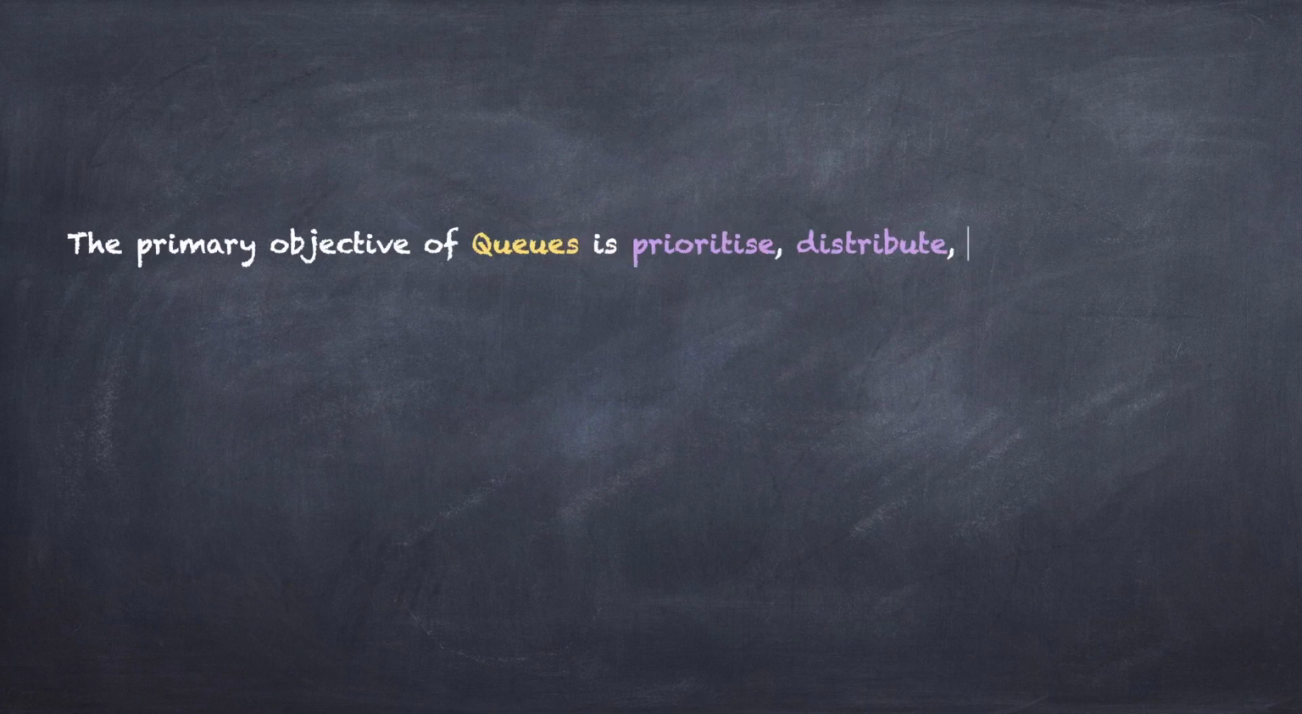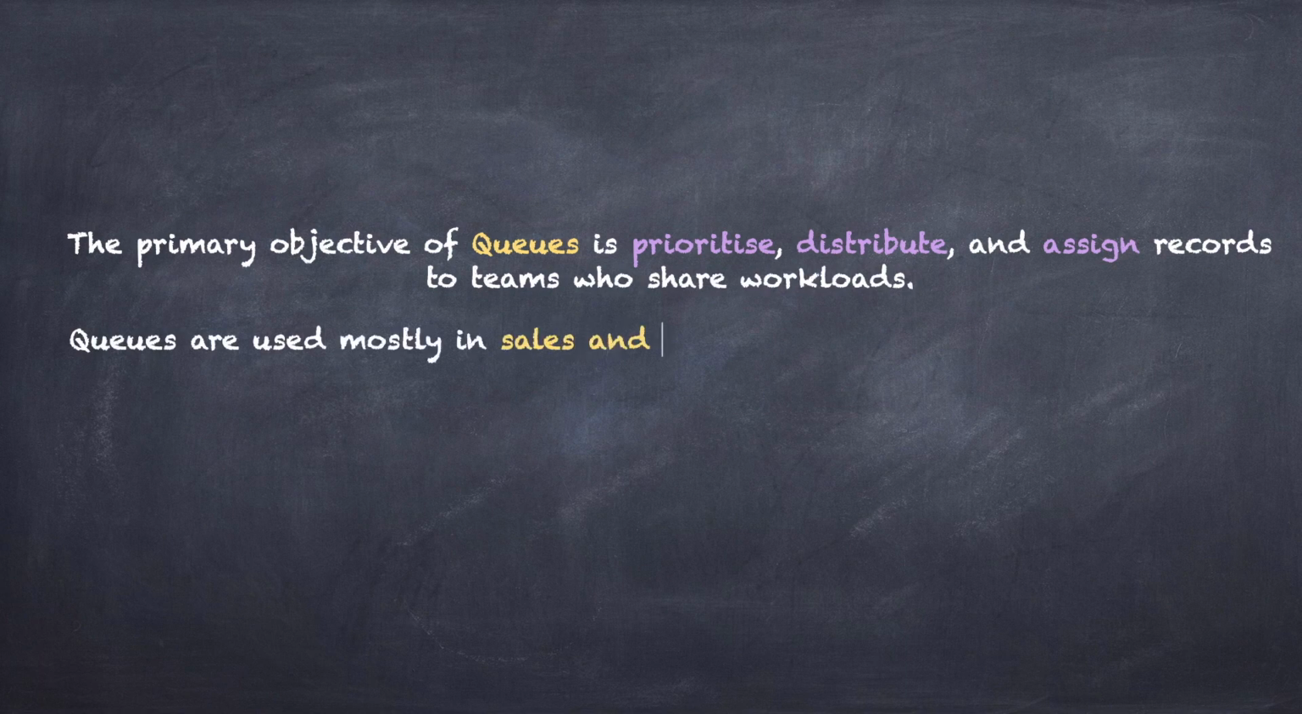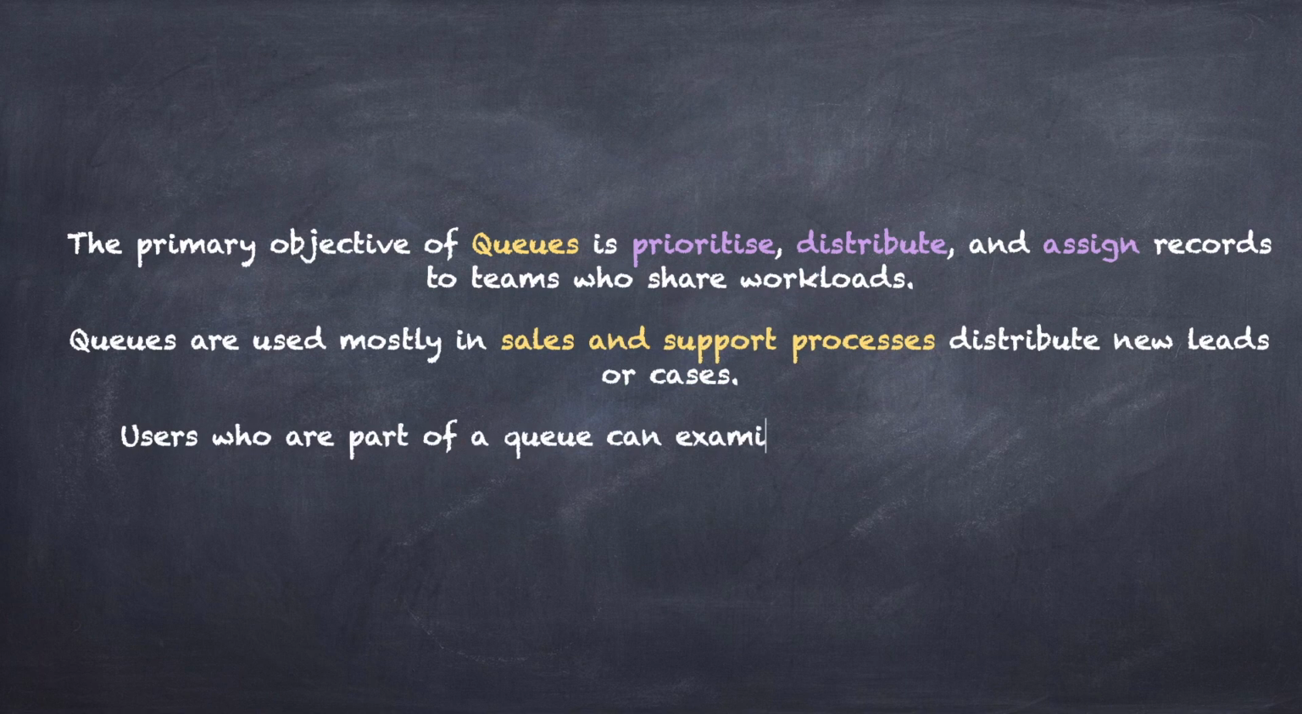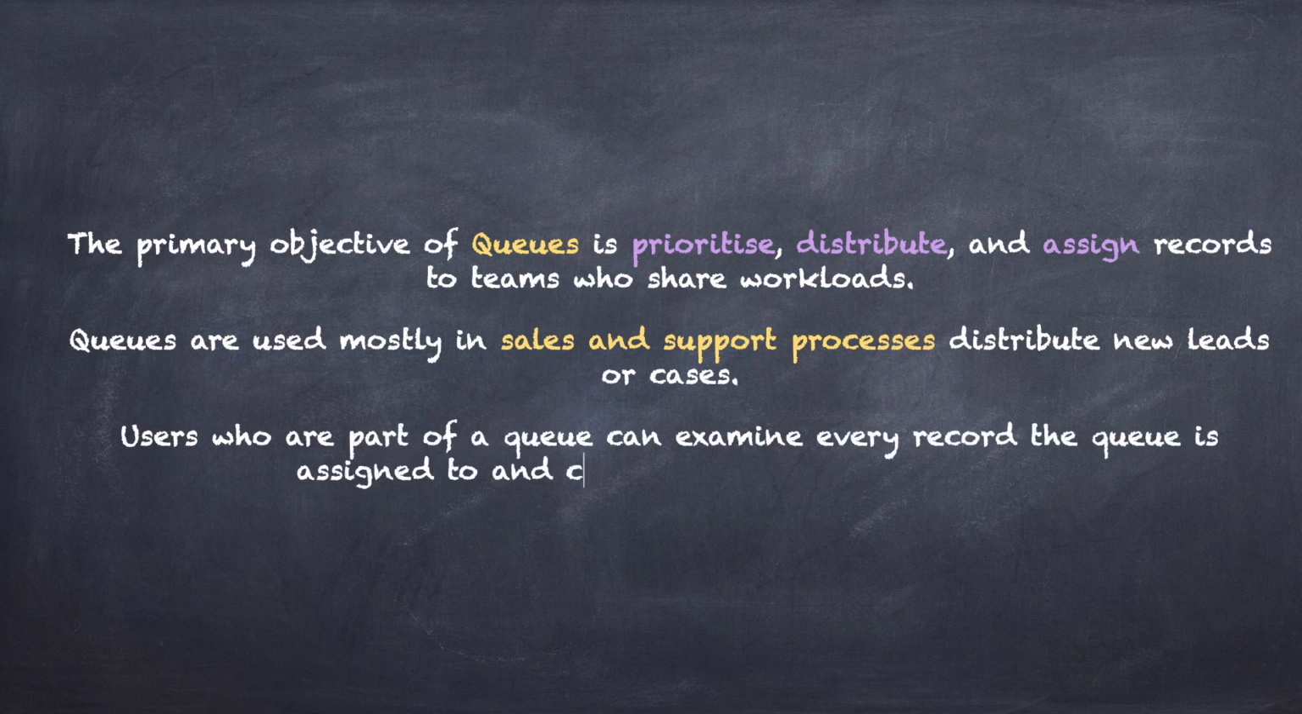Alright, what is a queue in Salesforce? So the primary objective of queues is to prioritize, distribute, and assign records to teams who can share workload. Queues are used mostly in sales and support processes to distribute new leads or cases. Users who are part of a queue can examine every record the queue is assigned to and claim ownership for the same.